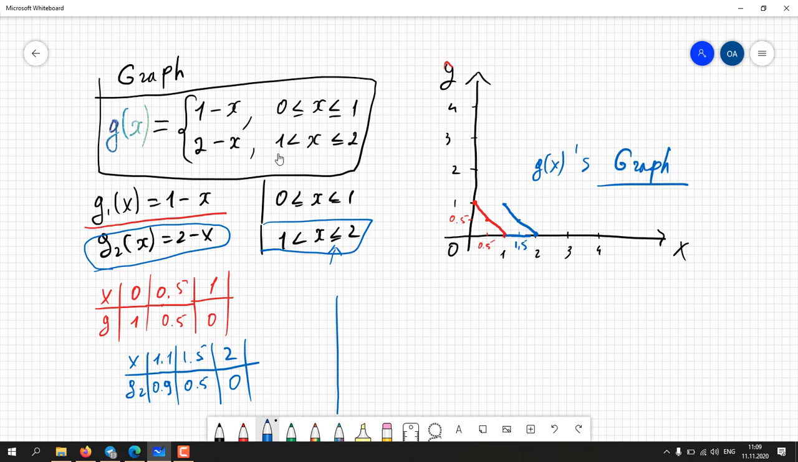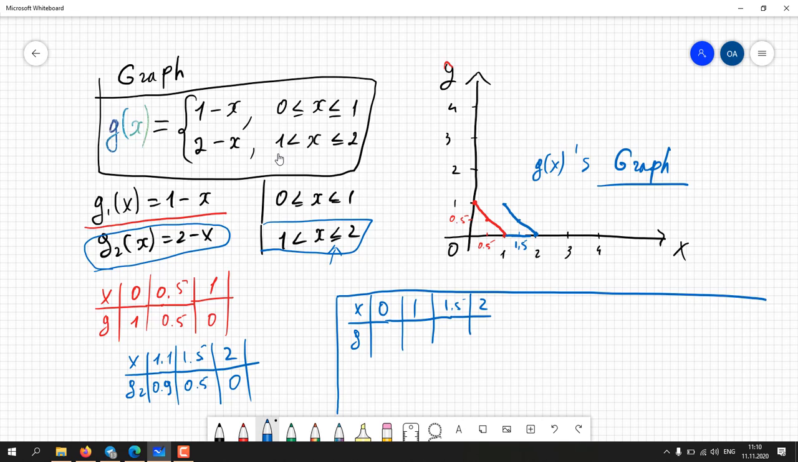Another way is way easier. So we have to take x's and g's here. X is 0, x is 1, x is like 1.5, x is 2. So when plugging in these numbers, when we say x is 0, I have to refer to this one, x is 0. So g becomes 1. X is 1, I have to follow this one because x equals 1 here. It's 0. X is 1.5, it's not here, not here. Now it's here, 1.5. It's 0.5. X is number 2, it's here.